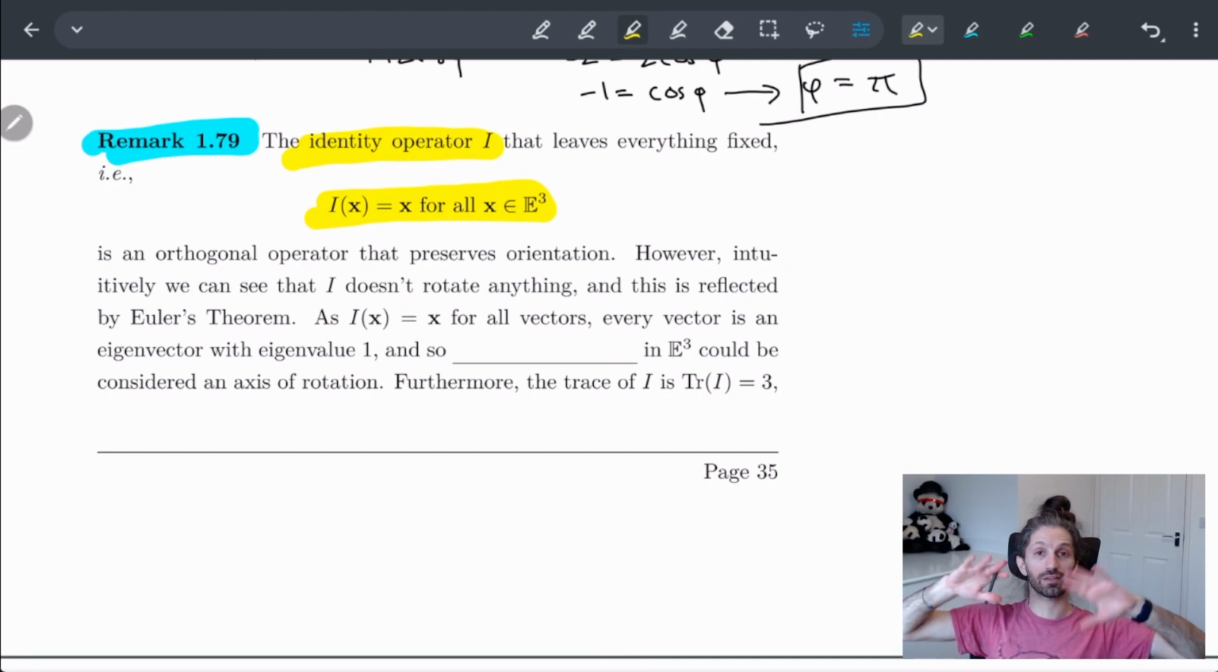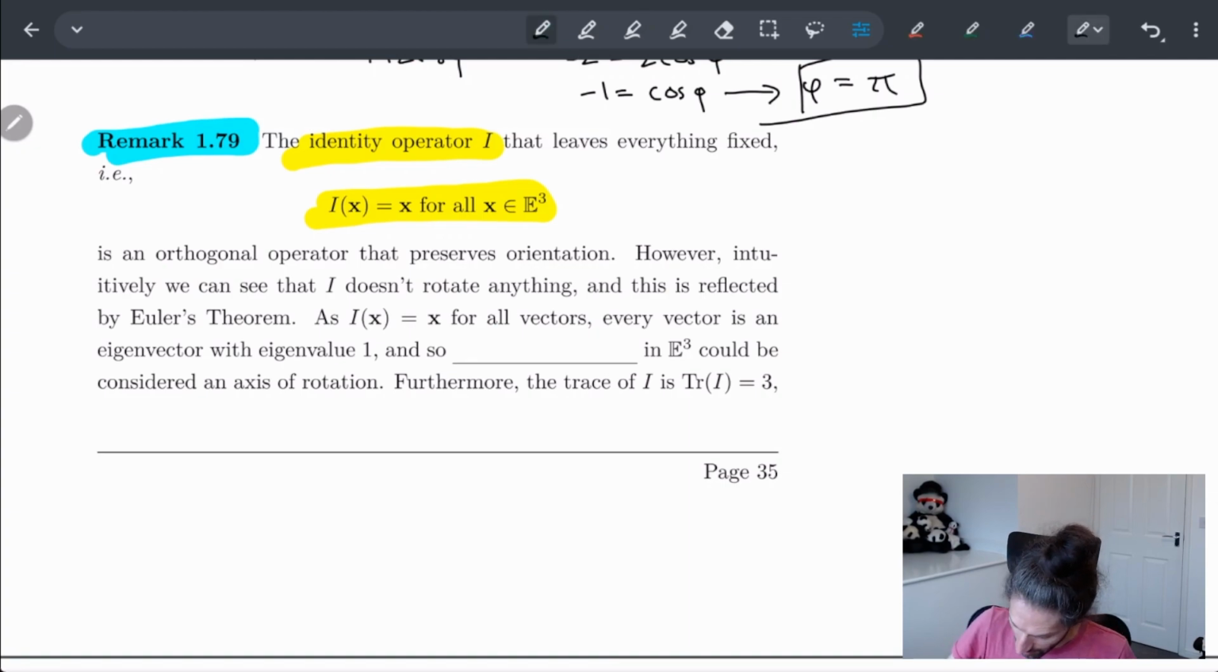And this is reflected by Euler's theorem, right? In essence, what is happening is that the angle is 0. There's no rotation. And so what is the axis of rotation? Well, in particular, since I of x is equal to x, every vector is an eigenvector with eigenvalue 1. And so every line in E3 could be considered an axis of rotation.